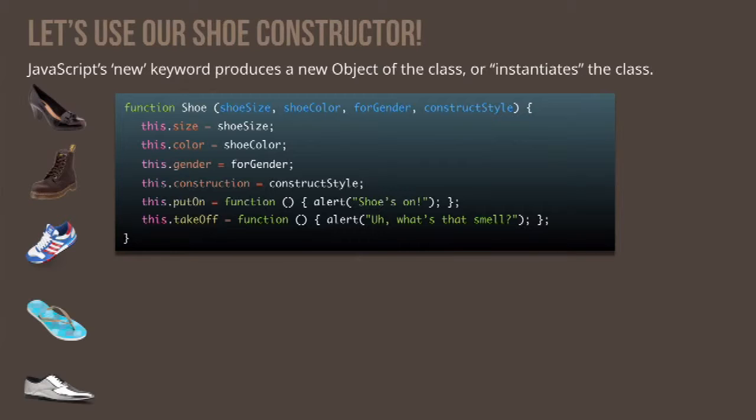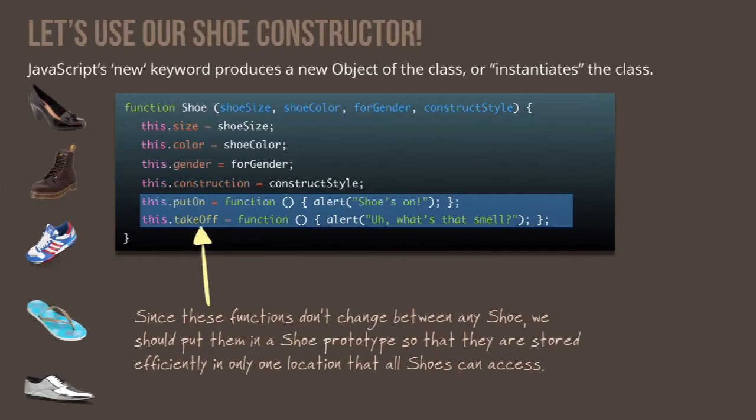Do we see anything about our shoe that will be the same for all shoes? Let's check it out. Every single shoe is going to have those 2 functions. But why? Wouldn't it be better to have those 2 functions in one object that every shoe everywhere can access? Yes, it would. So let's try that.